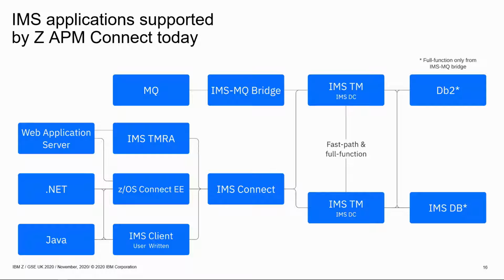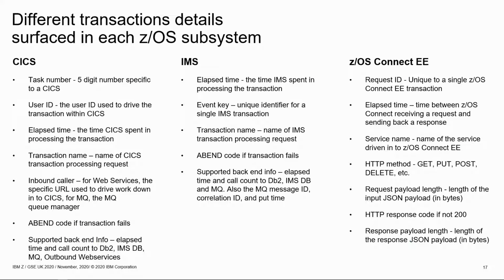But the interesting thing, in doing all of these different paths, is the data that flows up to these application performance management solutions. Looking across the stack for CICS, we can see the task number, the user ID, the transaction name, who the inbound caller is, and if there's an ABEND code if the transaction fails. Similar data for IMS: again the times, the transaction names, and ABEND codes. z/OS Connect is a very important thing for us in terms of opening up the API economy on IBM Z, and we'll see this again when we talk about the operations analytics space. We can look at the request ID, the service names, and the methods of accessing the services, whether it be a GET, a PUT, or a POST.